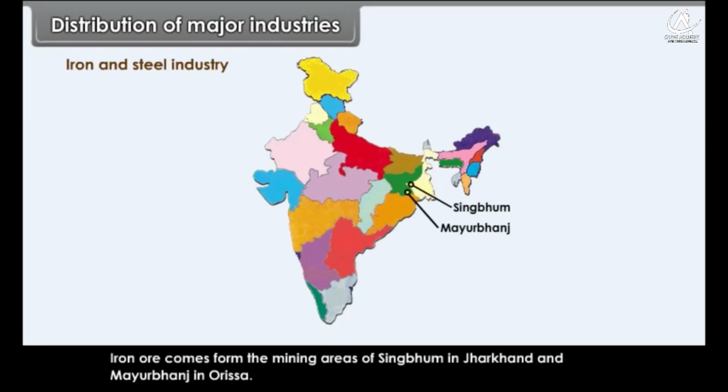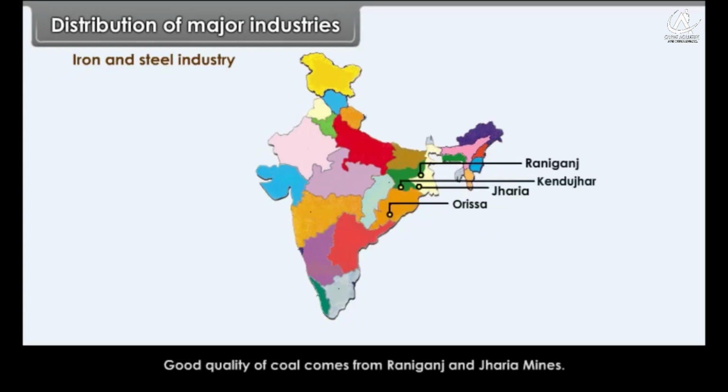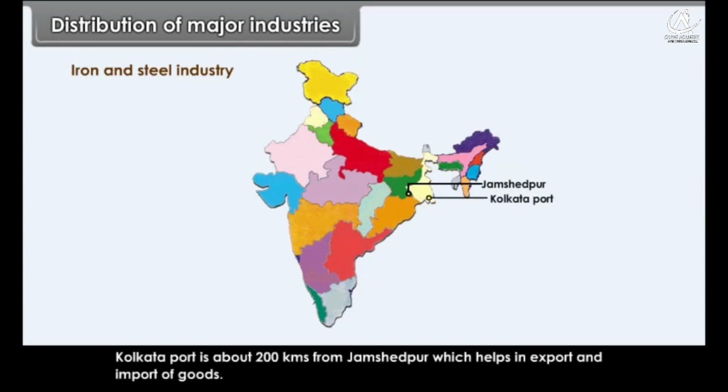Iron ore comes from the mining areas of Singhbhum in Jharkhand and Mayurbhanj in Orissa. Good quality coal comes from Raniganj and Jharia mines. Manganese comes from Kendujhar district of Orissa. Kolkata port is about 200 kilometers from Jamshedpur, which helps in export and import of goods.